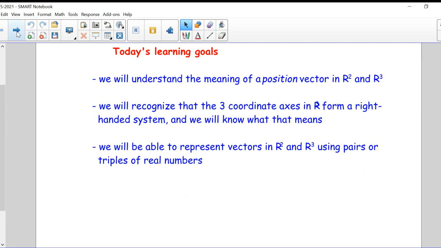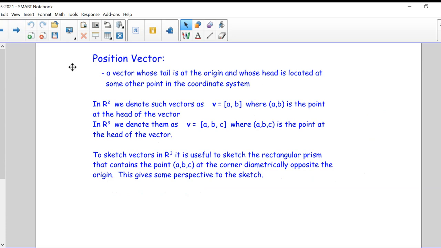So let's get to our position vectors first. I'm going to give you the definition again, like we did yesterday. It's a vector which has a tail at the origin and the head is located at some other point in the coordinate system. So far it's the same thing. In R2, we're going to use the vector lowercase b. Notice that I always use a lowercase b, and it should have an arrow on top. Since I didn't put one in, I'll put one in now.